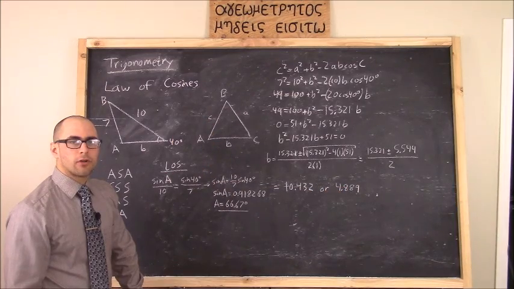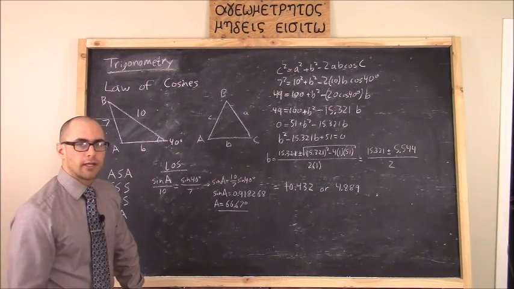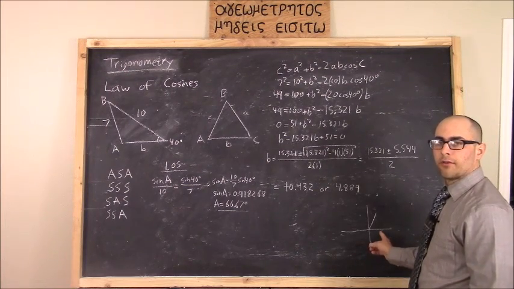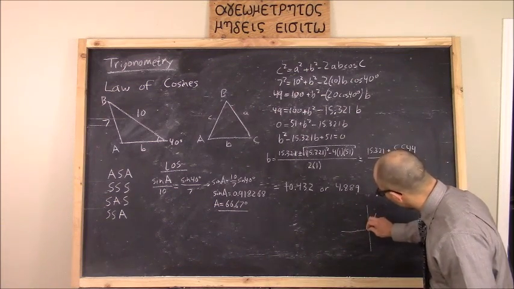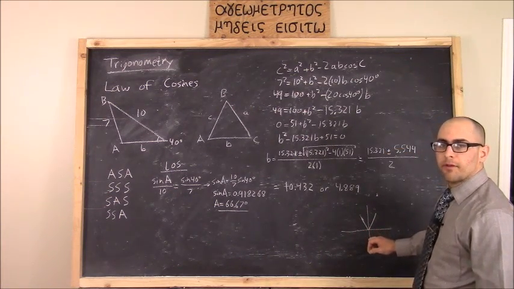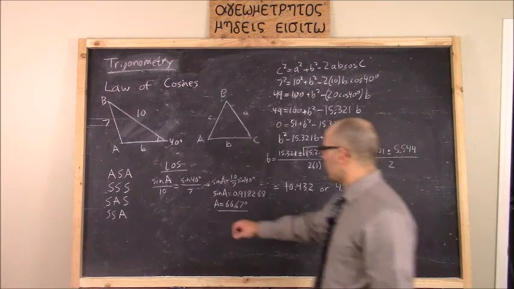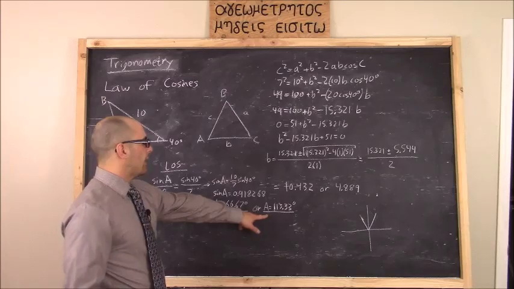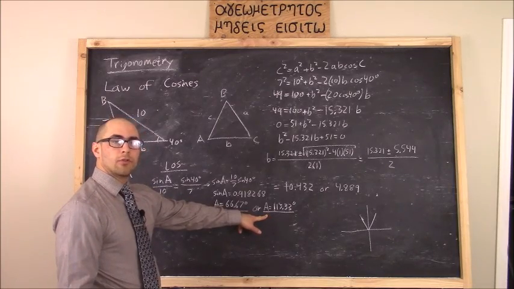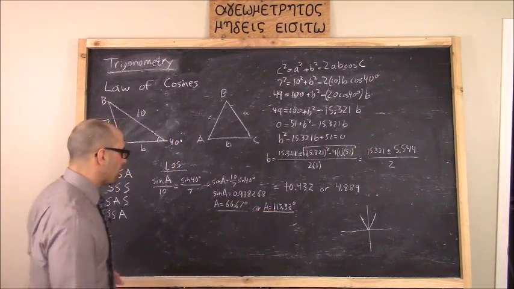Remember from our unit circle and trig identities that the sine of theta is equal to the sine of 180 minus theta. If I had some arbitrary angle in the first quadrant and I reflected it about the y-axis, the height would be the same. That is, the sine would still be the same. So what is 180 minus 66.67? I get A could also be equal to 113.33 degrees.